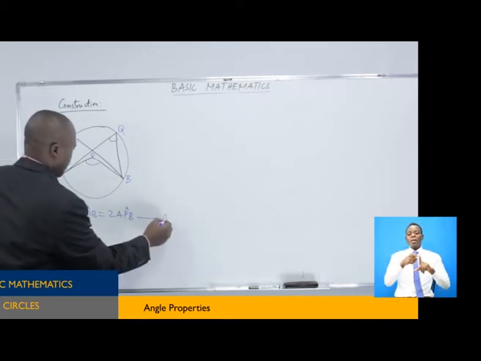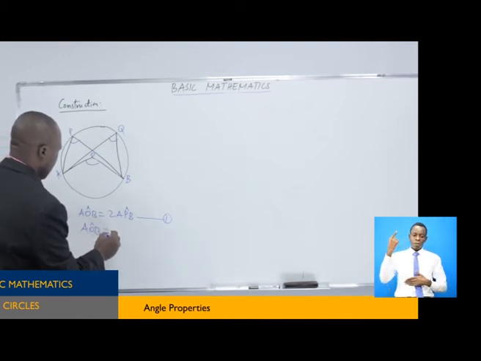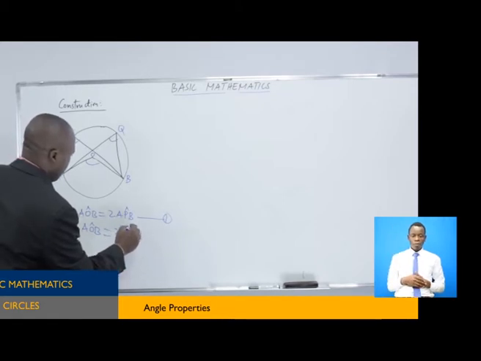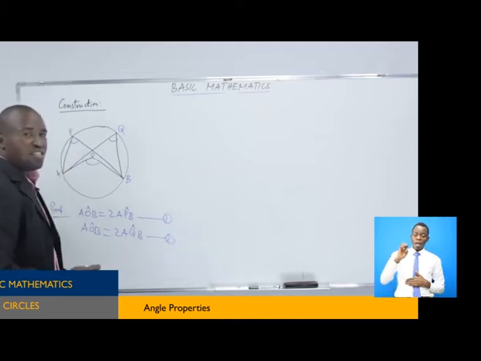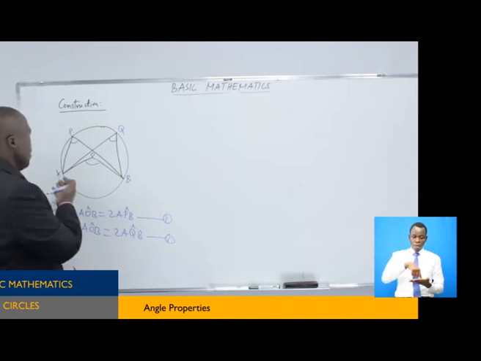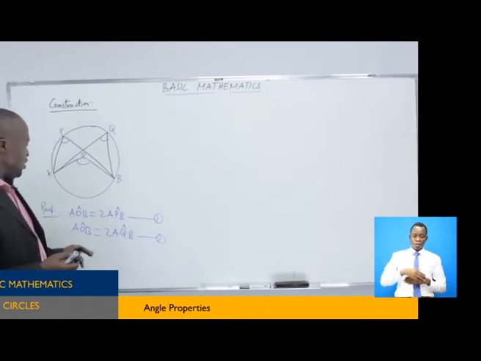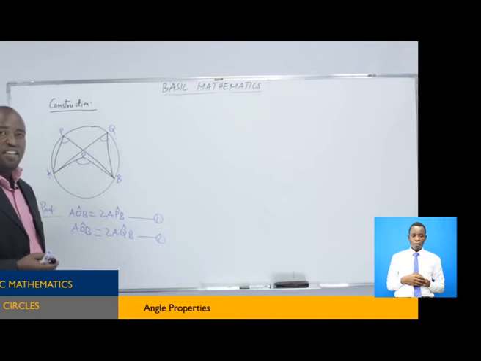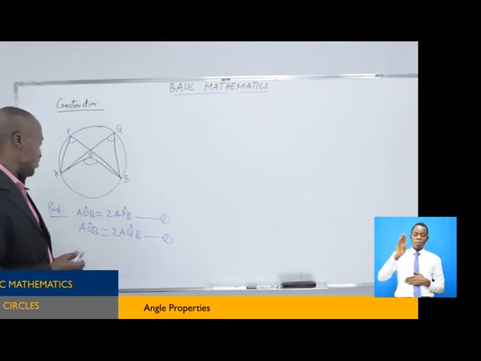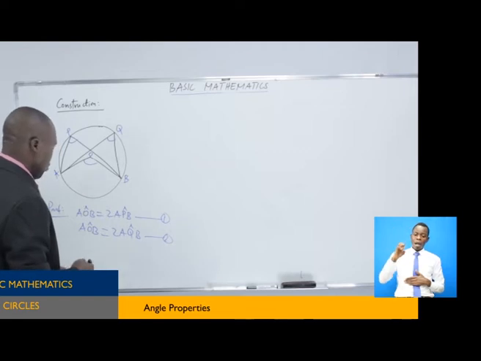Now this is 1, but again AOB is equal to 2AQB. So again, the same reason. AOB is the angle to the center, while AQB, which is this one, is the angle at the circumference. So students, now we have two equations. Now let us again equate the two equations.